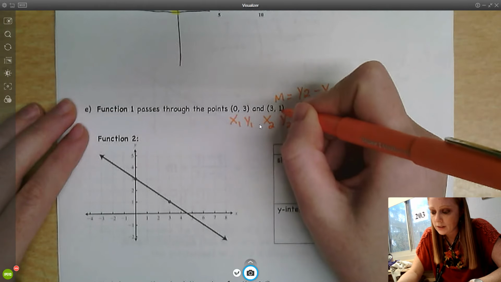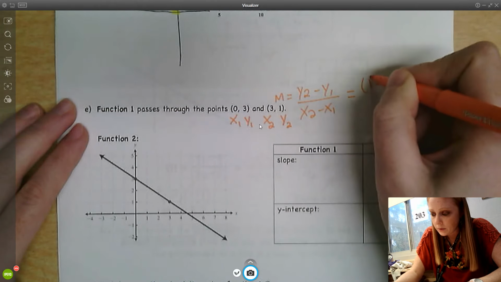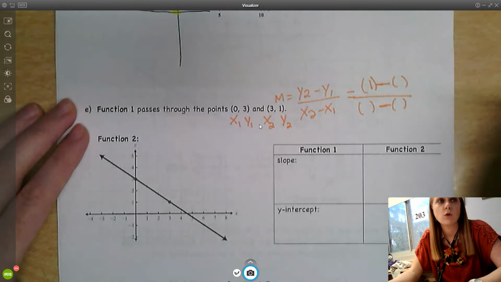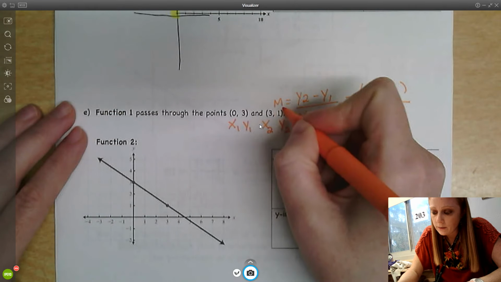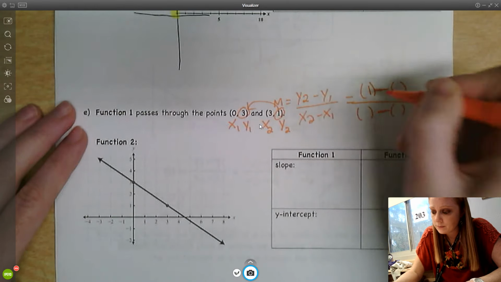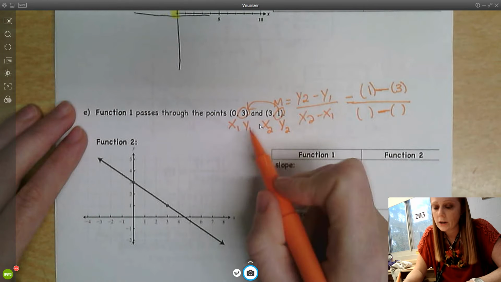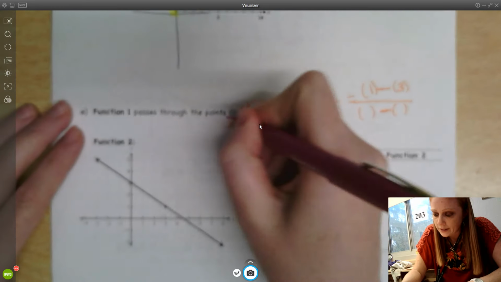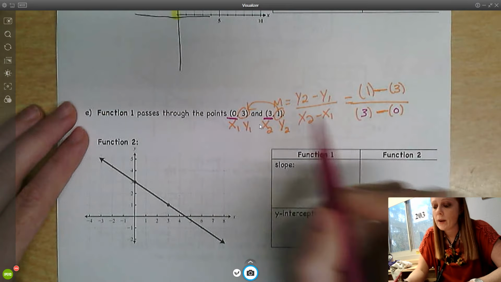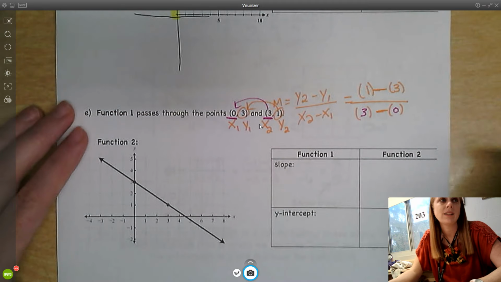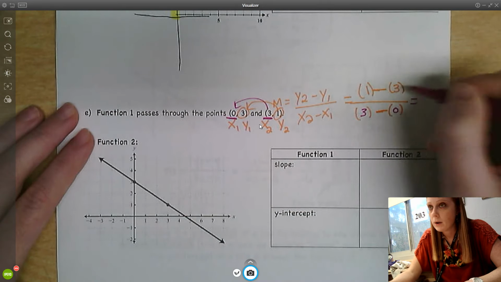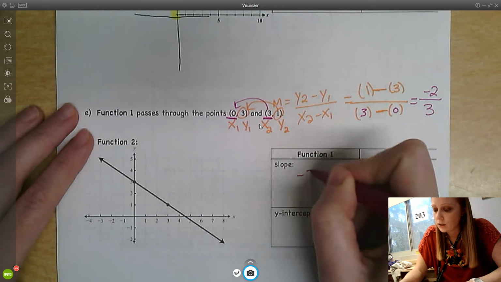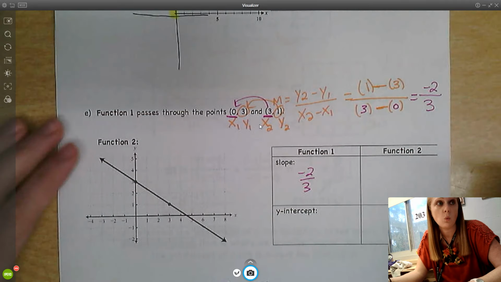Okay, so I'm going to take my 1. I like to put them in parentheses just to show you so you don't get confused with the subtraction. So we're doing 1 minus 3. Those are our y's, y2 minus y1. And then our x's, 3 minus 0. Notice I went back to front, back to front. I stayed consistent. 1 minus 3 is negative 2. 3 minus 0 is 3. Our slope is negative 2/3 for our 2 points, function 1.